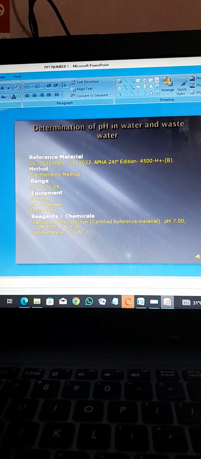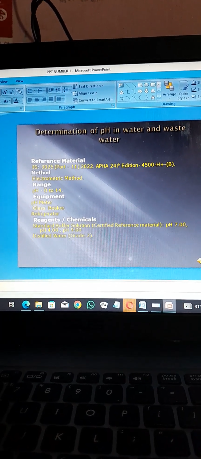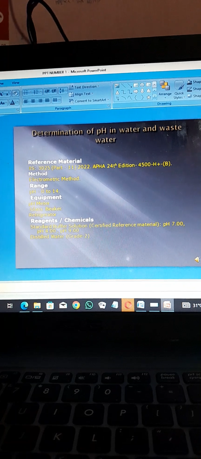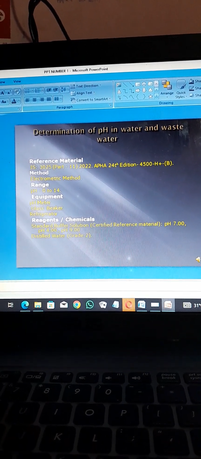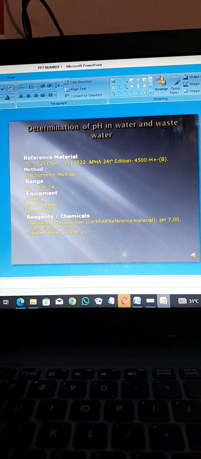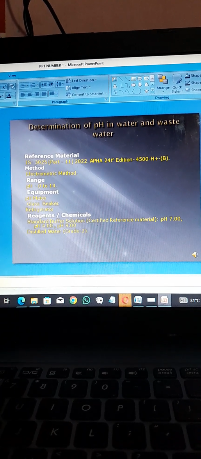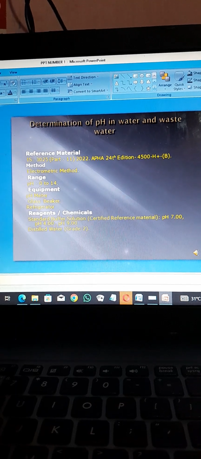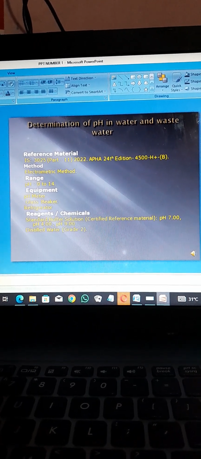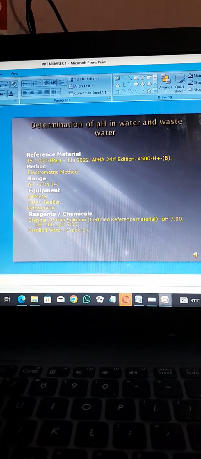What are the equipment used for the determination of pH? A pH meter, a glass beaker, and a refrigerator. What are the reagents and chemicals used? Standard buffer solution, which is certified reference material, pH 7, pH 4 and pH 9, and distilled water, which is grade 2.